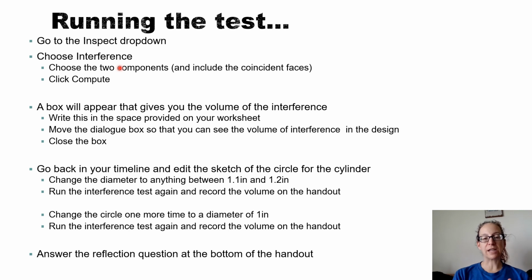Run the interference test again and record the volume on the handout. Then change the circle one more time to a diameter of 1 inch and run the interference test a third time and record the volume on the handout, and then answer the reflection question at the bottom of the handout. So you're going to run that interference test 3 times with 3 different diameters of the cylinder.